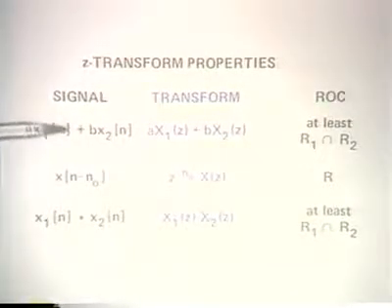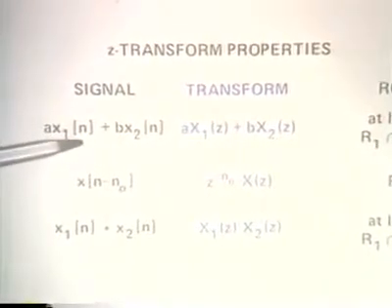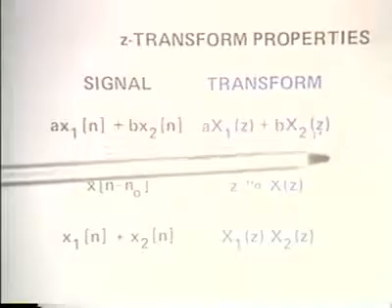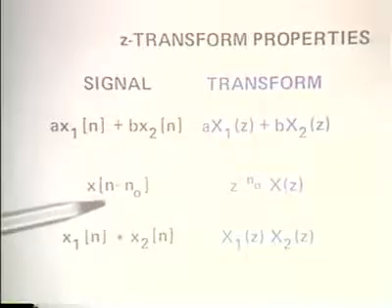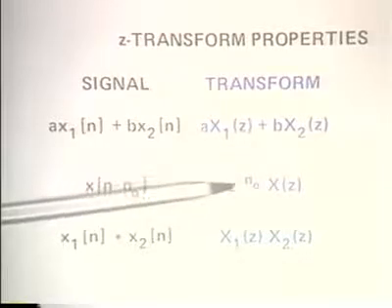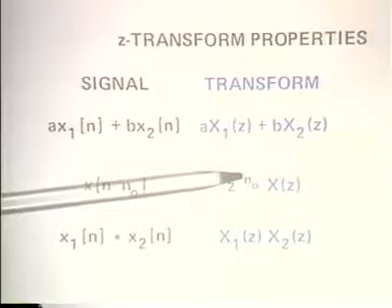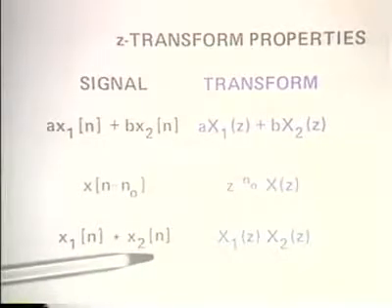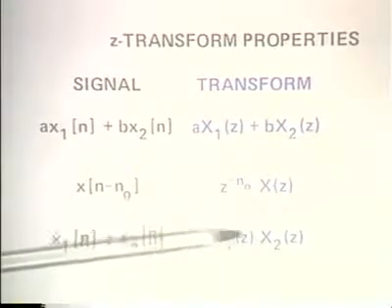And in particular, there is, as with continuous time, a linearity property that tells us that the Z-transform of a linear combination of sequences is the same linear combination of the Z-transforms. A shifting property that indicates that the Z-transform of x of n shifted is the Z-transform of x of n multiplied by a factor z to the minus n0.